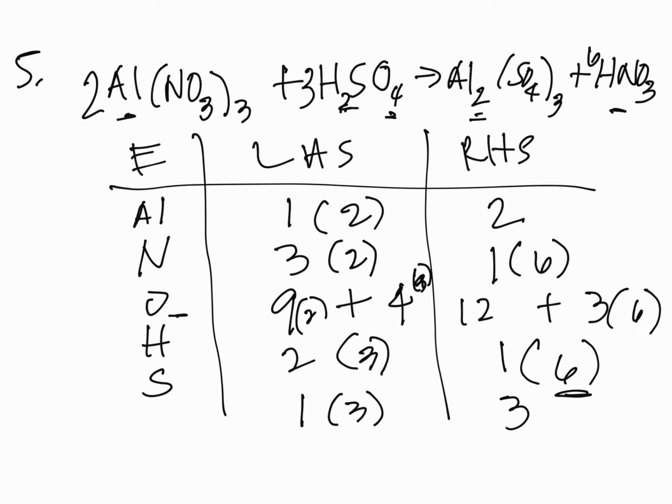Oxygen, that's 3 times 3 times 2 here, and then oxygen on the other reactant, that's 3 times 4, 12. So there's 12, then that's 18. Okay, oxygen is balanced. Hydrogen, 3 times 2, 6. 6 for this. Okay, balanced. Sulfur, that's 3. Then here, there's 3. And then here, there's 3. So this is balanced. So your coefficients are 2, 3, 1, and 6.